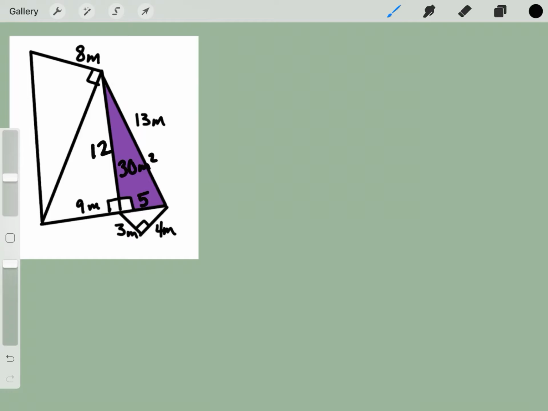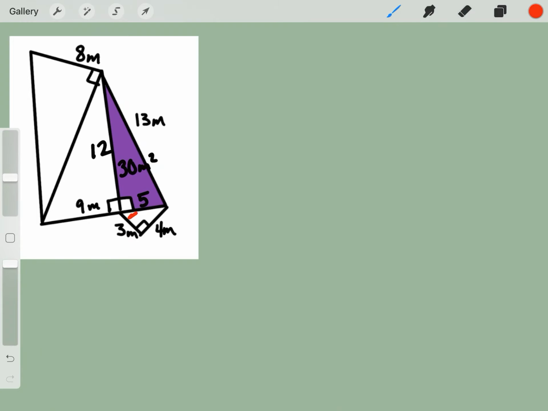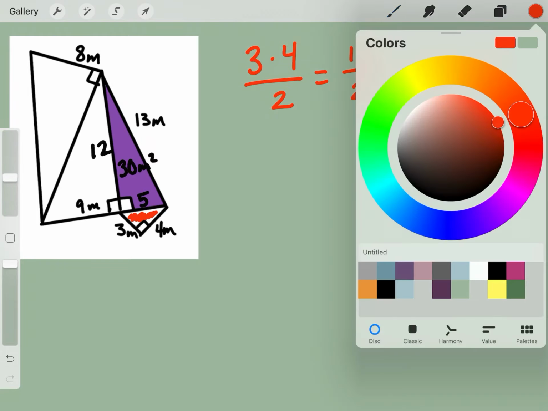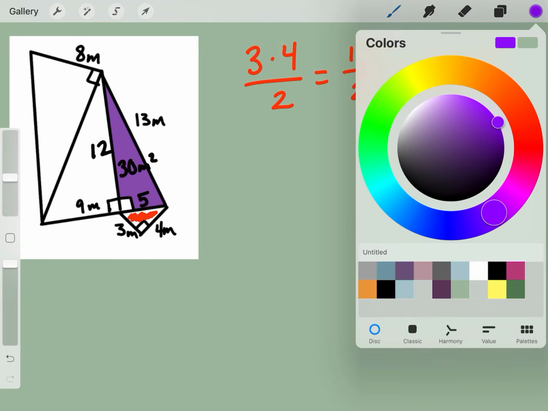All right, let's start with the small one. I'm going to color code it to make it a little bit easier for you guys to see. I'm going to name this one the red one, and that's going to be using base and height of 3 and 4. So 3 times 4 divided by 2, 12 divided by 2, equals 6 meters squared. I know the purple one is 30 meters squared. That was already done in the last problem.